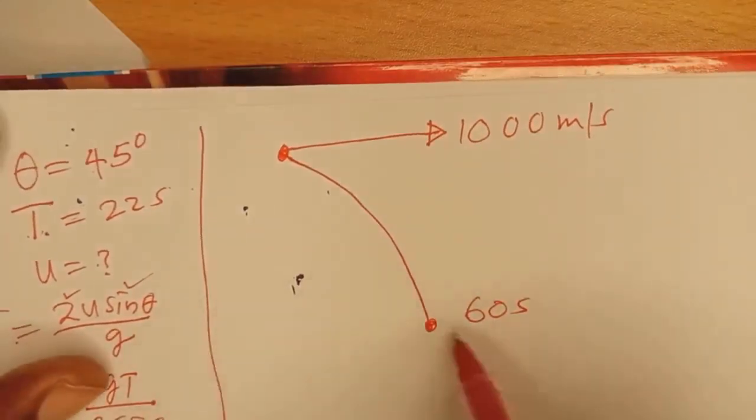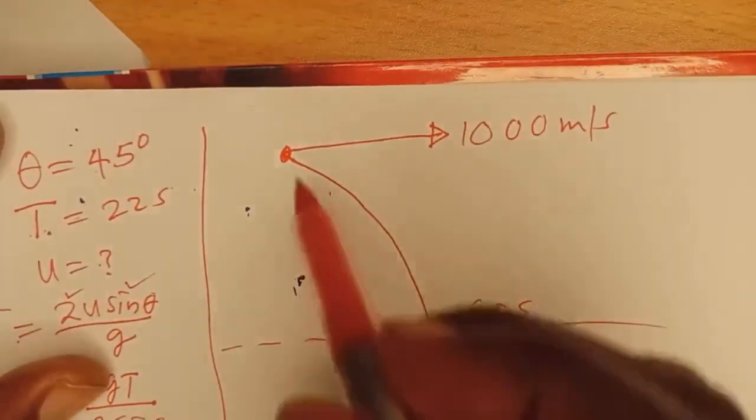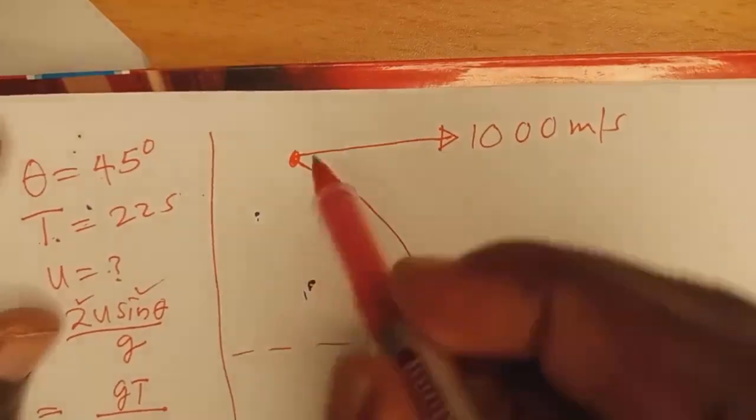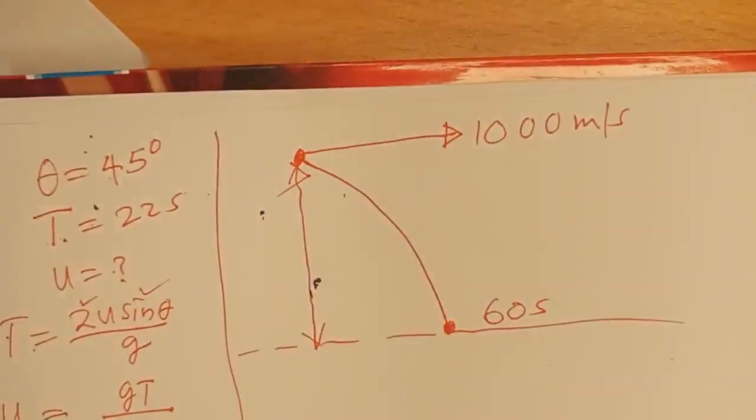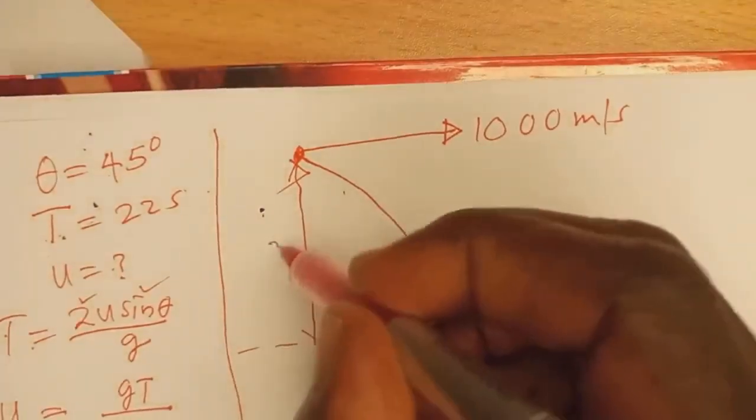The question is, this is the ground. The question is, how high is this plane? Meaning this vertical height. What is it? Remember, this vertical height, you can give it y.